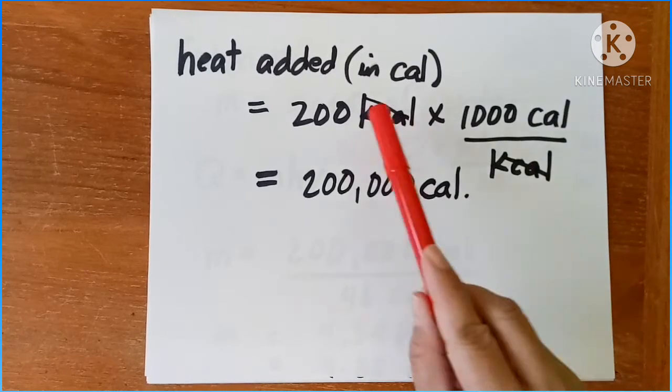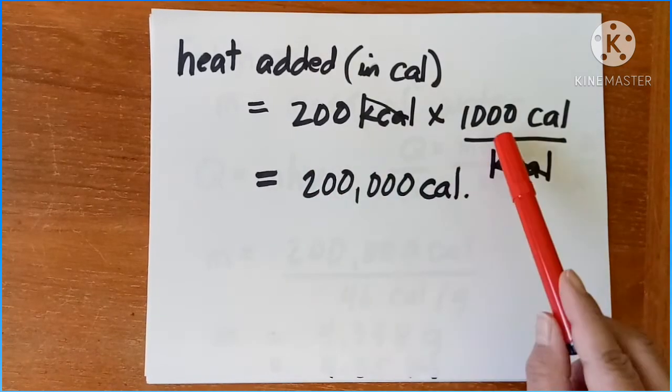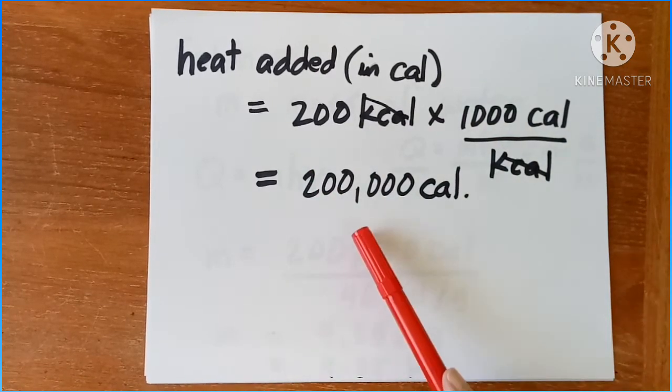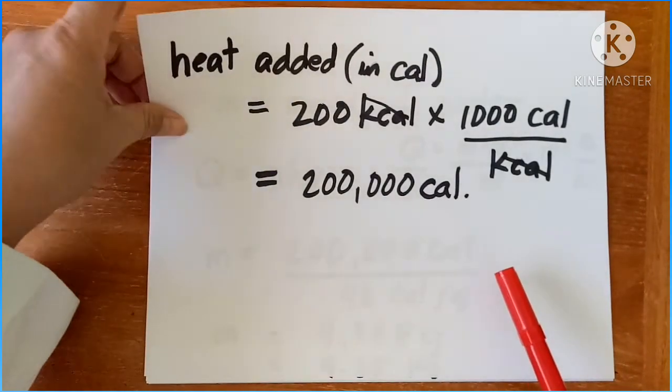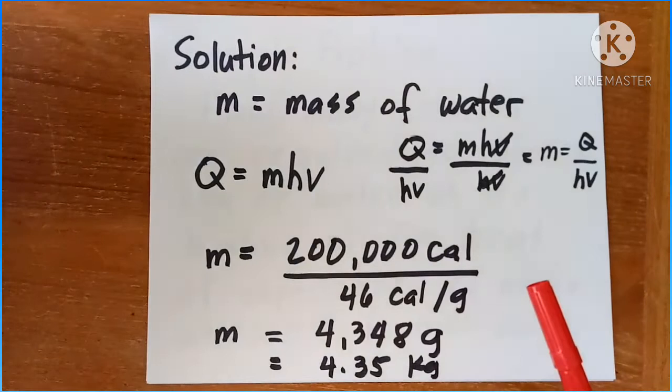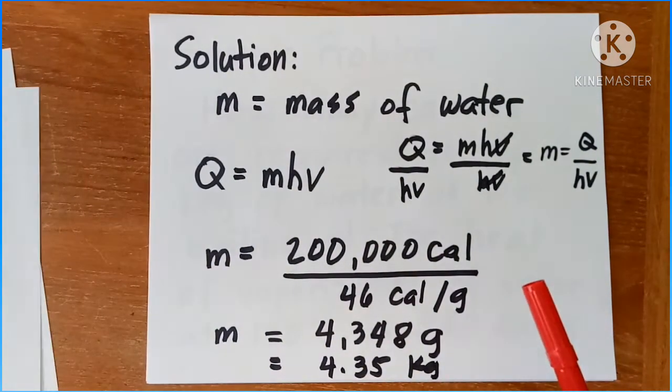So as you can see, we can cancel out this and this. The next thing that we're going to do is to multiply 200 to 1000. So you will get 200,000 calories. That is the heat added in calories. All right. So for the solution, this is what we are going to do.